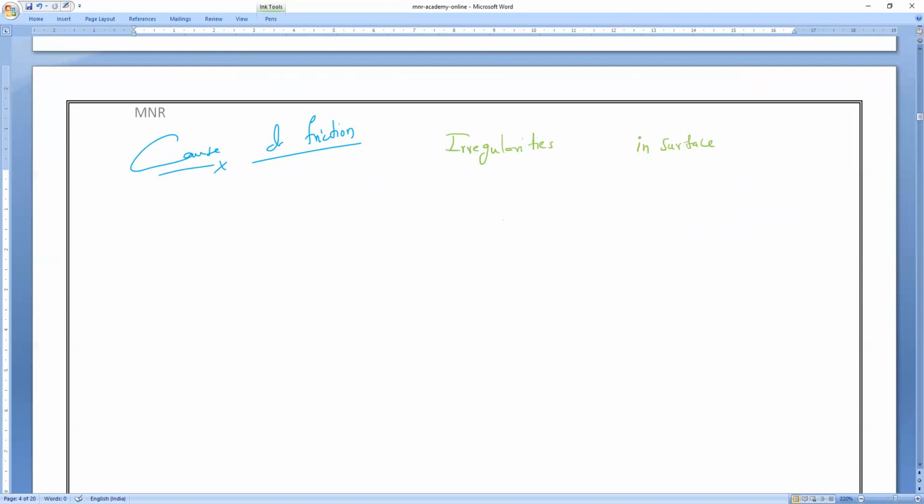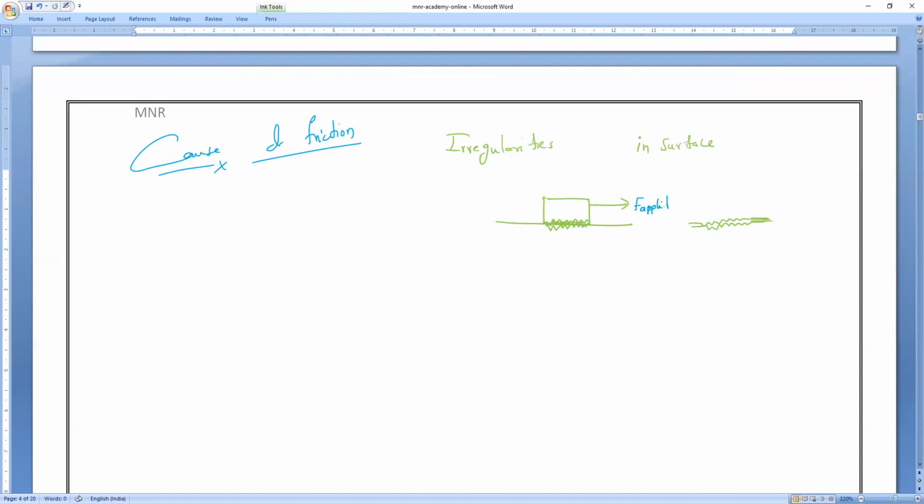Irregularities in surfaces. Suppose you take the earth and there is a box. If you zoom in and notice it, there will be interlockings, because of the irregularities. When I try to push or pull this object, these irregularities lock into each other. That is what causes the frictional force, static friction.